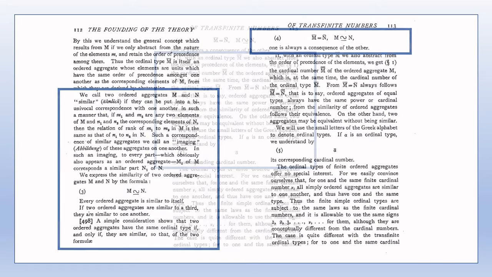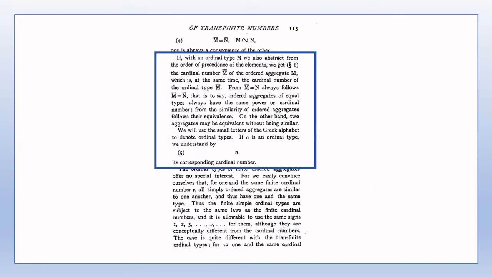Here we see that if we have M bar, an ordinal type, that is, we've abstracted from the specific nature of the objects of the aggregate M, and we abstract from the order of precedence, then we obtain the cardinal number M double bar of M.